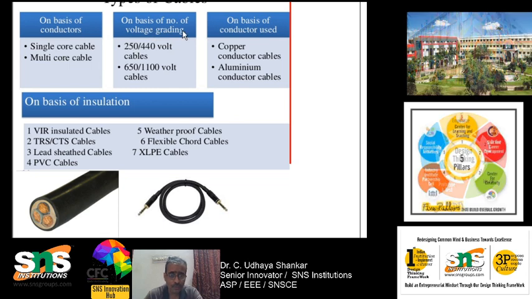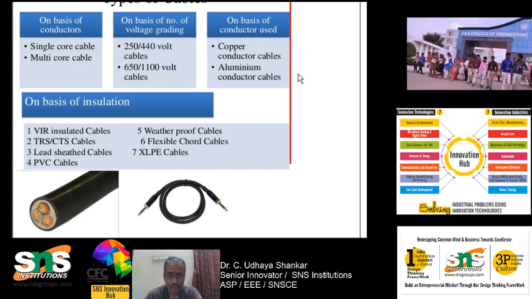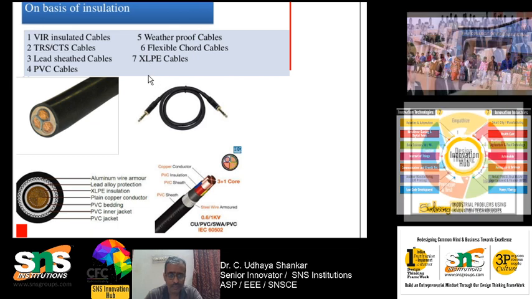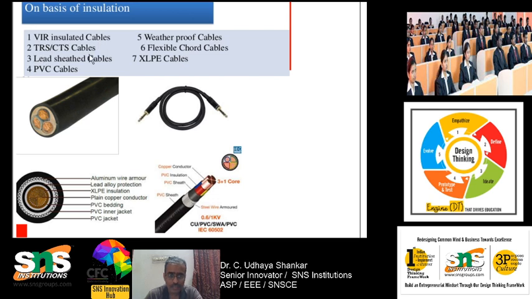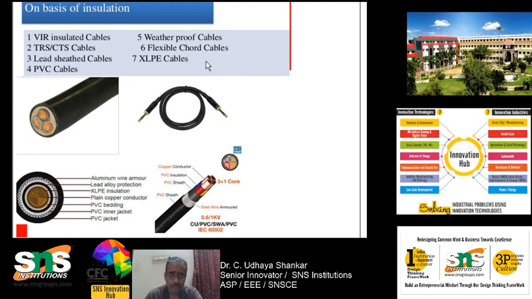Similarly, on the basis of voltage rating, we have different types of cables. One is the 250/440 volt cable, the other one is the 650/1100 volt cable. On the basis of conductors used, we have copper conductors and aluminum conductors. Based on insulation, we classify cables as VIR insulated cable, TRS cable, lead sheathed cables, PVC cables, weatherproof cables, flexible cord cables, and XLPE cables. Each cable type based on insulation has its own characteristics, and based on its rating, we will use different types of cable according to our requirements.